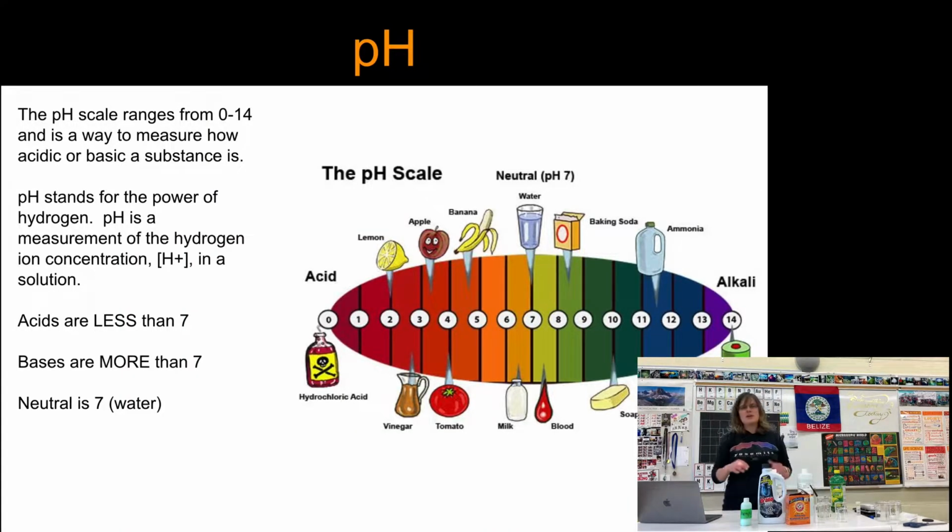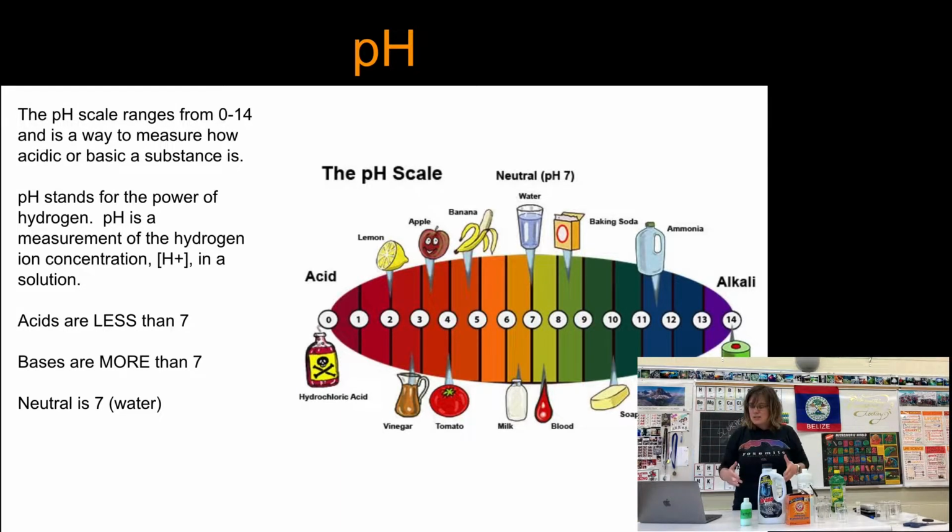So pH, you guys, the scale ranges from 0 to 14, and it's a way to basically measure how strong or how weak an acid is, or how strong or how weak a base is. pH stands for power of hydrogen. P for power, H for hydrogen. Remember, the more hydrogens there are, the more acidic something is. And so basically, acids are always less than 7. So 0, 1, 2, 3, 4, 5, 6, and up to 6.9 is an acid. The closer you get to 0, the more acidic it is.